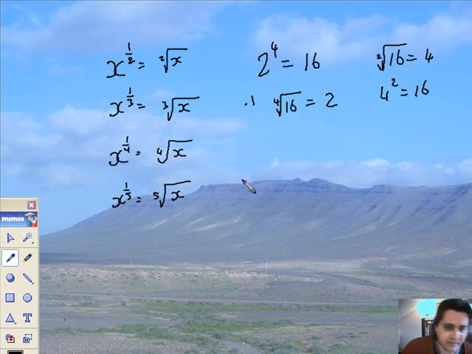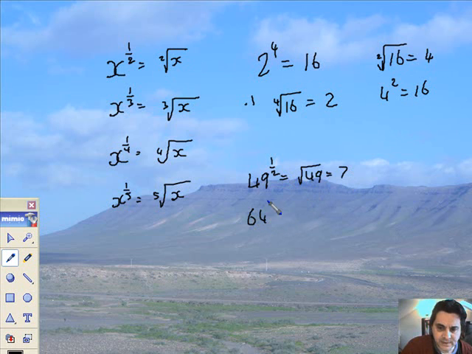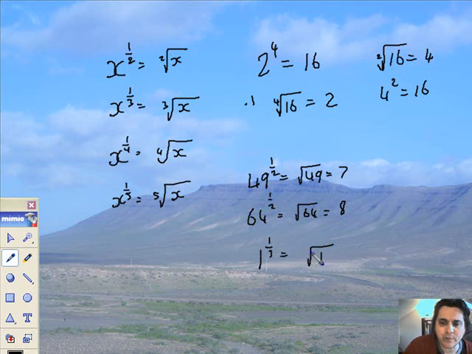Now, real live examples. 49 to the power of a half means the square root of 49, and you all know that's 7. 64 to the power of a half means the square root of 64, you all know that's 8. Then what do we got here? 1 to the power of 1/3 means the cube root of 1, which is still 1.